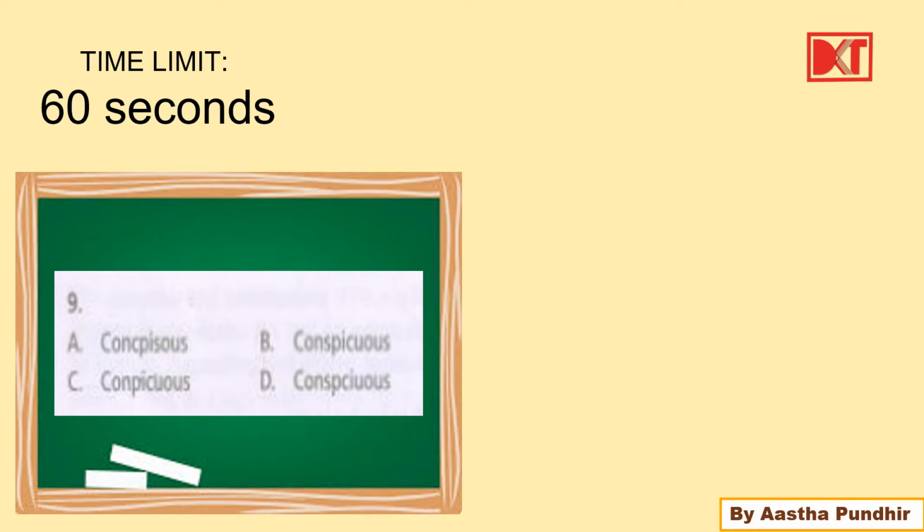Okay, the next word is conspicuous. Here the correct one is conspicuous. Here this one, B, conspicuous. Now the spelling is C-O-N-S-P-I-C-U-O-U-S. All right. The other words you see here, here C is coming in, conspicuous.